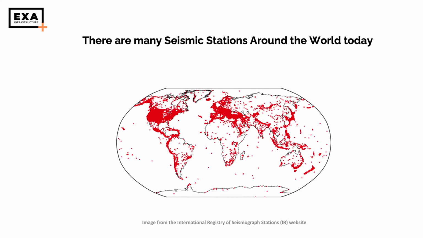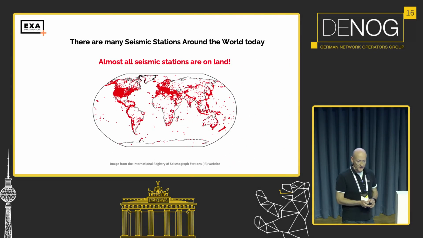So there are many seismic stations around the world today. And looking at this map, you would think there's a lot at sea as well. The problem is most of them are on land. Even those that appear to be at sea, quite a number of those are actually on islands. This is not a great situation when over 70% of our planet is covered in water.